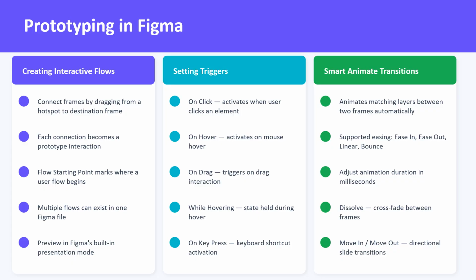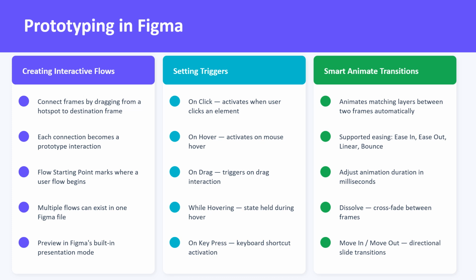The next slide is prototyping in Figma. Prototyping in Figma turns your static design into an interactive experience that simulates a real app or website. First, creating interactive flows. You connect a frame by dragging a blue arrow from your frame to another in the prototype panel. Each connection becomes a user interaction. You mark a flow starting point to show where your user journey begins. You can have multiple flows in a single Figma file and preview everything in Figma's built-in presentation mode.